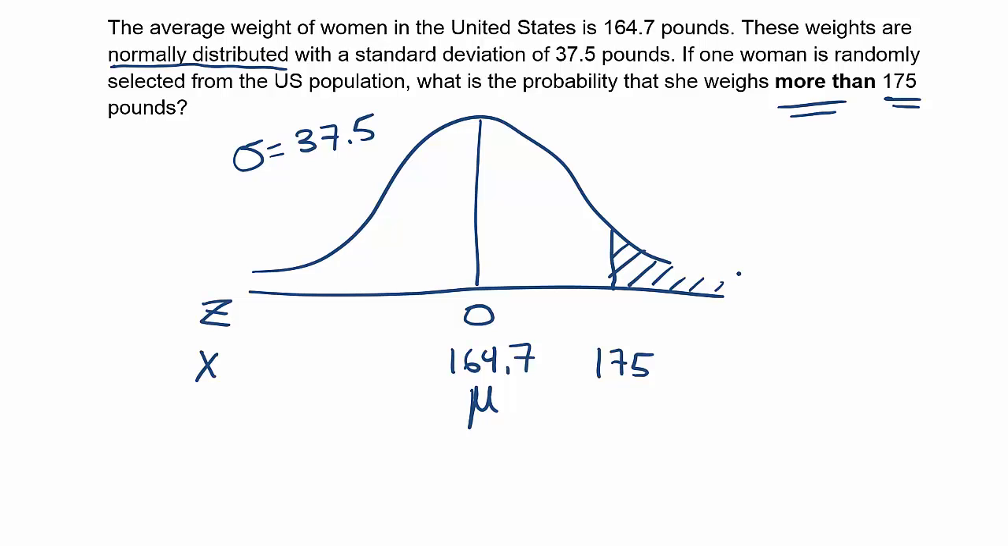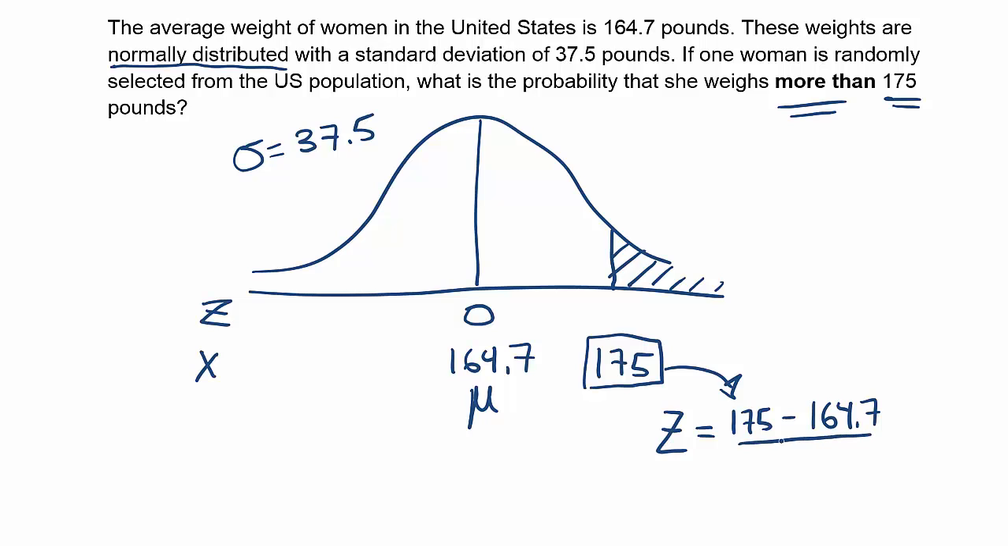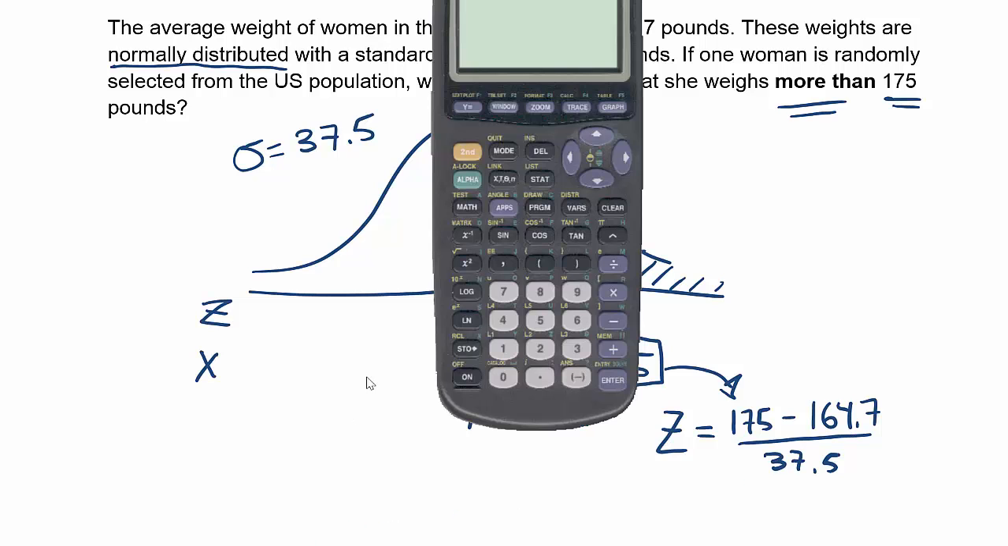Now, at this point, what I would do is essentially try to look up or determine that area, but I can't do that unless I have a z-score. And this x value of 175 is not a z-score. So my first thing is to convert that into a z-score. So I'm going to say that z is equal to the score I want to convert minus the mean, 164.7, divided by the standard deviation, which we wrote down to be 37.5. Let's go ahead and convert that into a z-score.